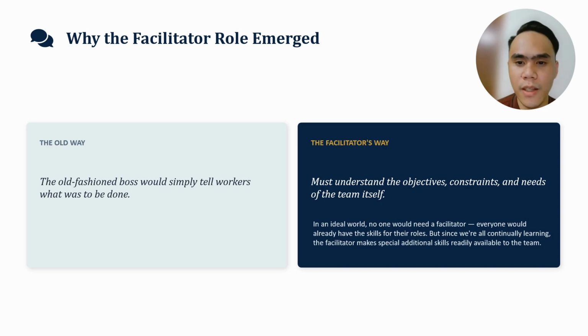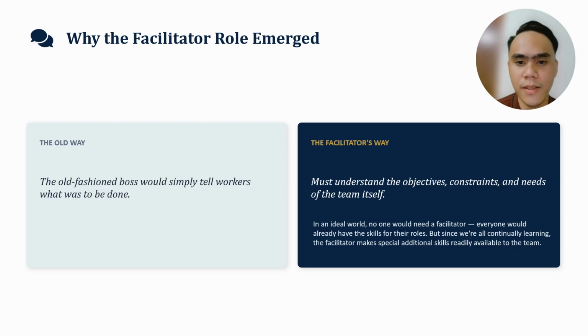They must understand the objectives and the constraints of the team as well as its actual needs. That's a fundamentally different relationship to authority, like command versus understanding. So here's an idea. In an ideal world, there would be no need for facilitators at all. Everyone would already have the skills necessary for their roles and would work effectively with everyone else without any help.